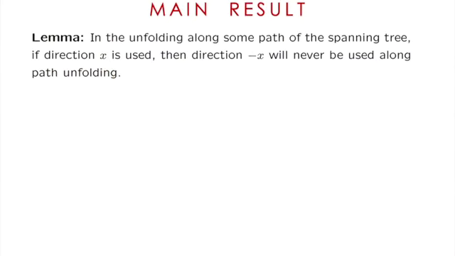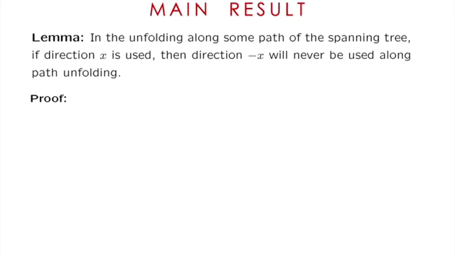And here's our main result. It's based on one simple lemma. In the unfolding along some path of the spanning tree, if a direction x is used in one of your xn minus 1 coordinate directions, then the direction negative x will never be used along the path unfolding. In other words, the moment you decide to go in one particular direction, you can never make a U-turn and turn around and go backwards in that direction.